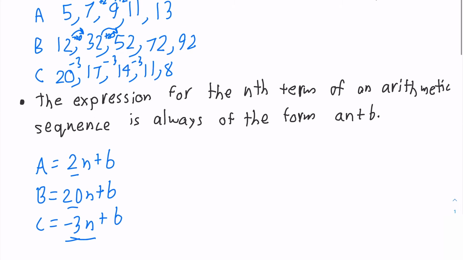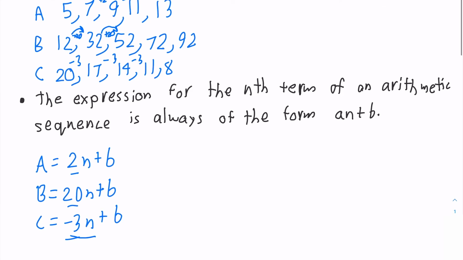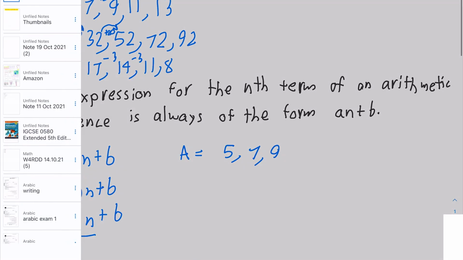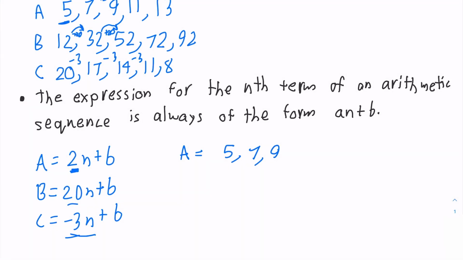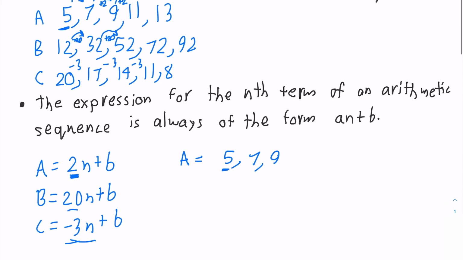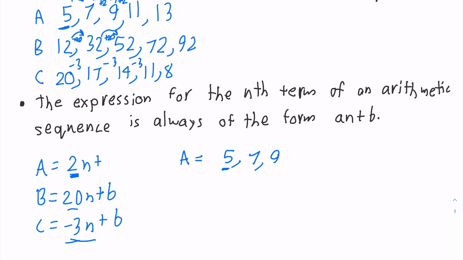Okay, and we could find the b like here in sequence a, it is 5, 7, 9. Here it's 2. We need to add 2 every time. So to get 5 in the first term, we need to add 3. So b is going to be 3.